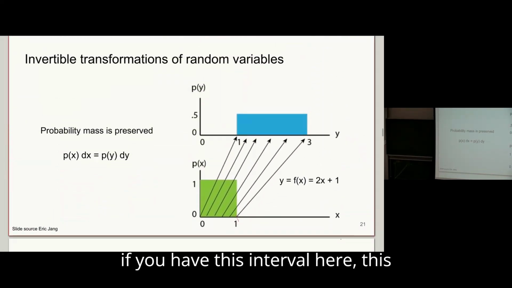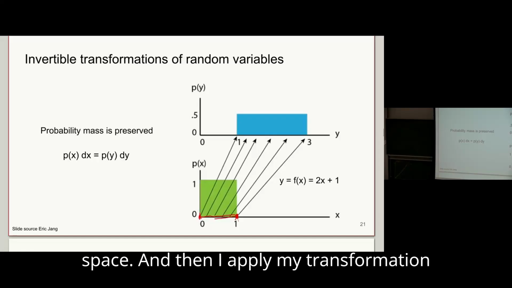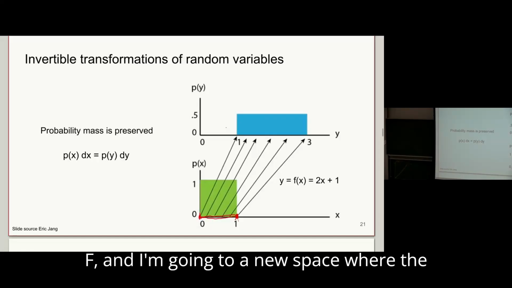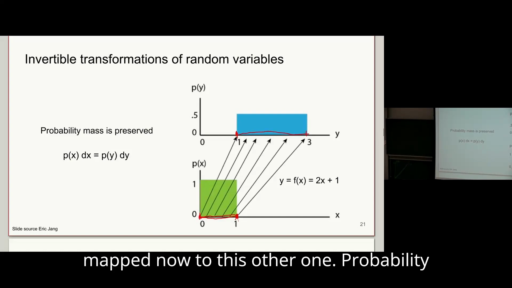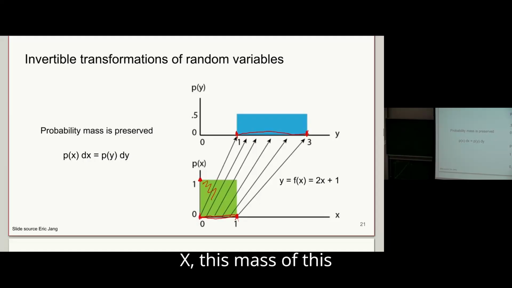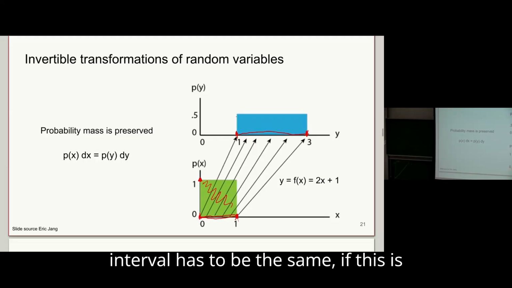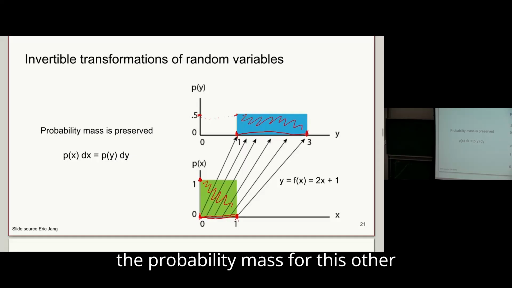If you have this interval here, this is a unit interval in the X space, and then I apply my transformation F, and I go to a new space where the variable Y lives, and the interval is now mapped to this other one. Probability mass will be conserved. If this is P of X, the mass of this interval has to be the same as the probability mass for this other interval of P of Y, okay?